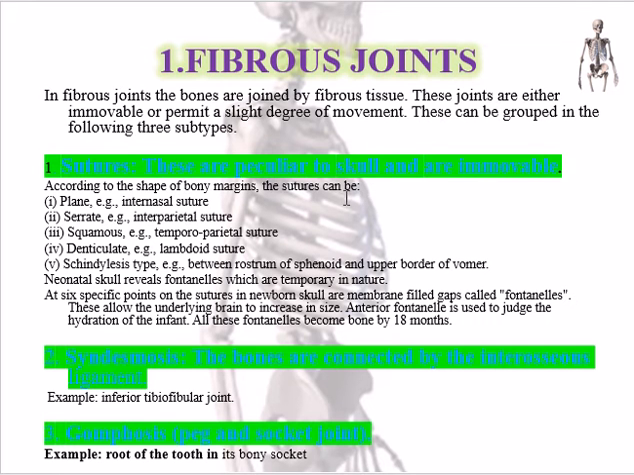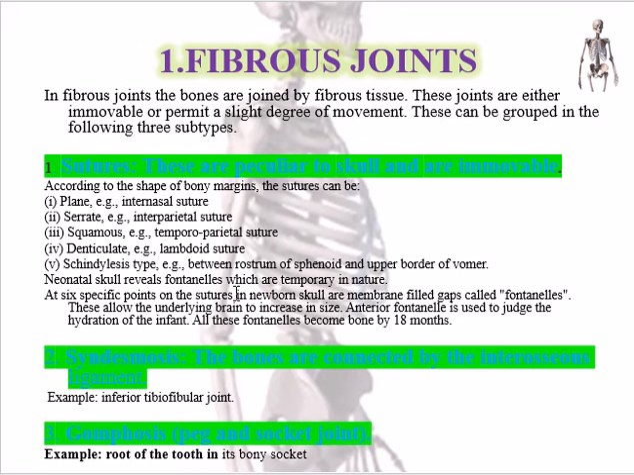According to the shape of the bone margins, the suture can be plain, for example internasal suture, serrate, for example interparietal suture, squamous, for example temporoparietal suture, denticulate, for example lambdoid suture, and schindylesis type, for example between the rostrum of the sphenoid and the upper border of the vomer.